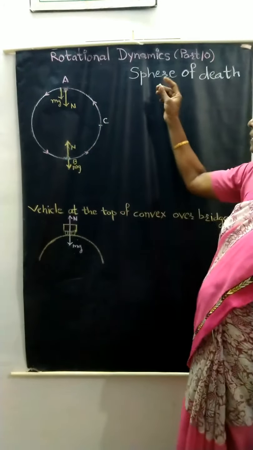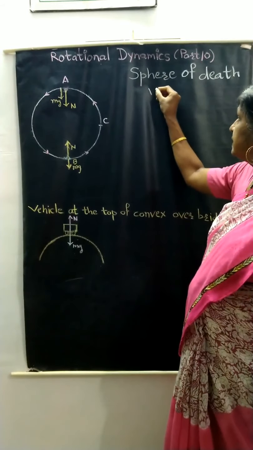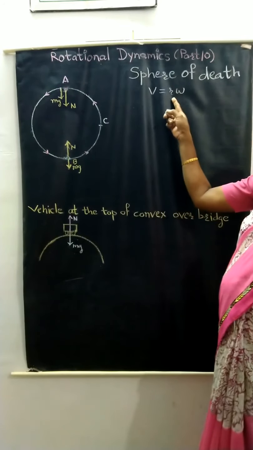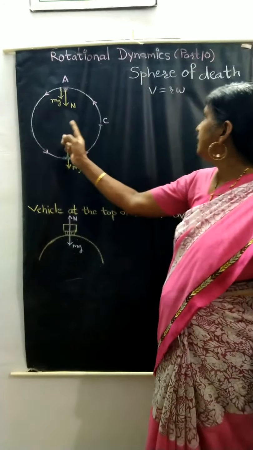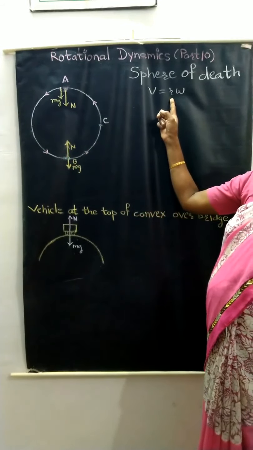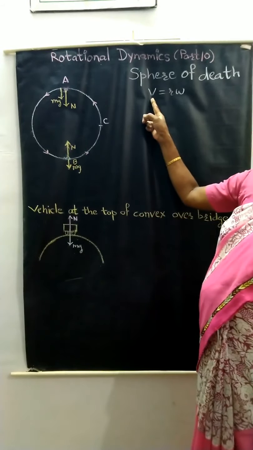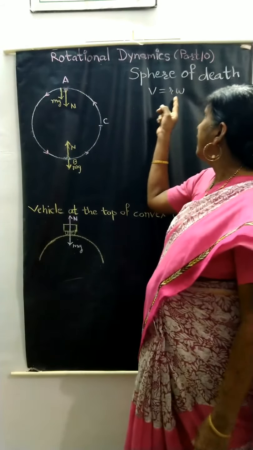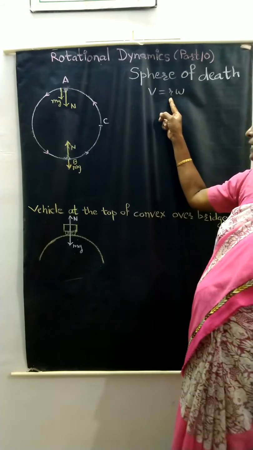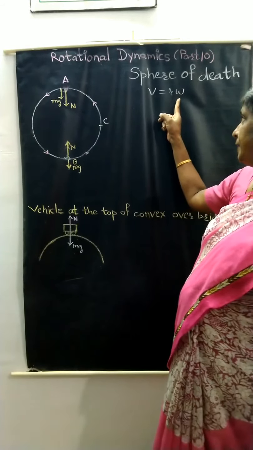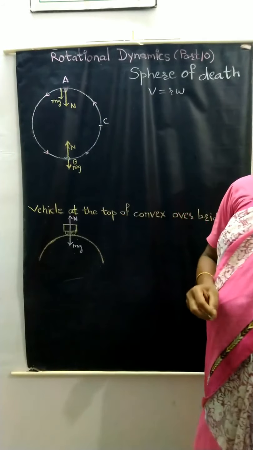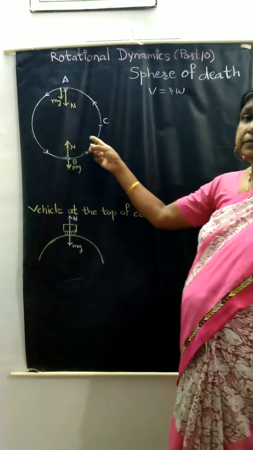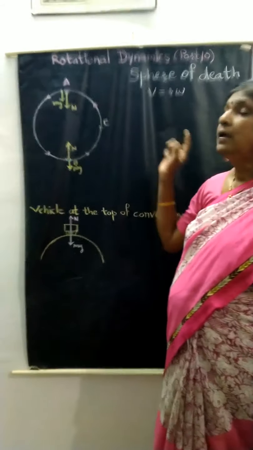Now, here one thing we should note is that v is equal to r omega. When the radius of the circle goes on increasing, then this velocity goes on increasing, but the angular speed goes on decreasing as the radius goes on increasing. This should be noted.